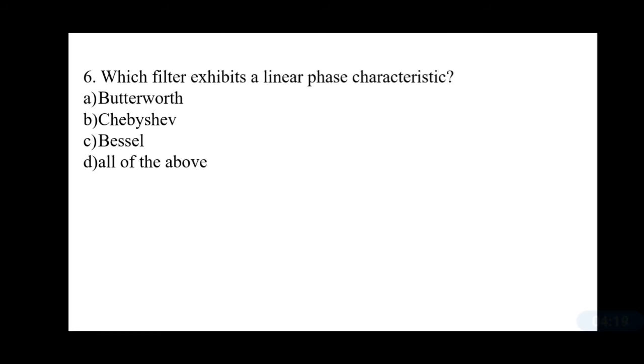Next question. Which filter exhibits linear phase characteristics? Here option C Bessel is the correct option. Bessel filter exhibits linear phase characteristics.